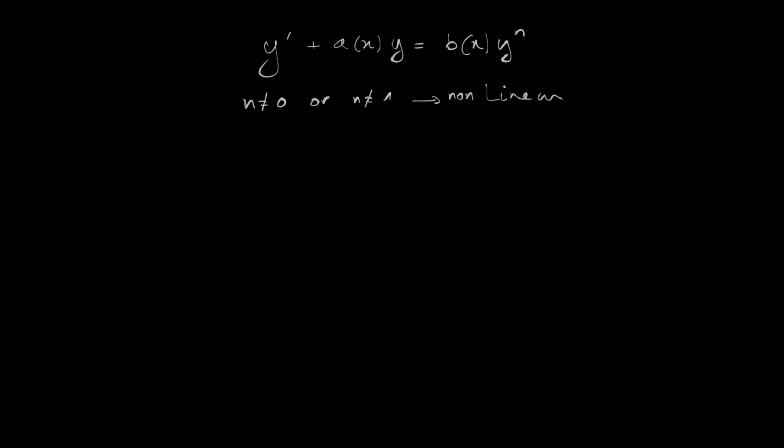First, let's look at the general form of a Bernoulli equation, which is y prime plus a of x times y equals b of x times y power of n. Notice that if n is 0 or 1, the equation is already linear. But if n is not equal to 0 or 1, the equation becomes nonlinear. So we are interested in cases where n is any other integer other than 0 or 1.